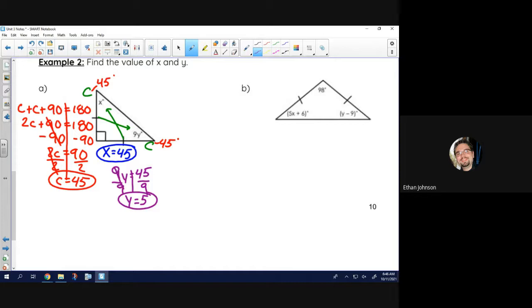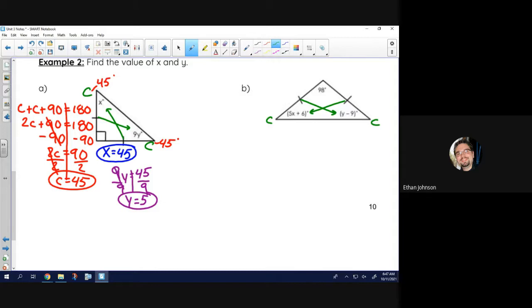So sometimes, unfortunately, we can't automatically set them equal. We have to do an intermediary step. So it's going to be the same thing in B. The two angles that are congruent are across from each other. One has an x, one has a y. So let's do our intermediary step. I'll call both angles C again. And you can call them anything you want. I'm just going to call them C.